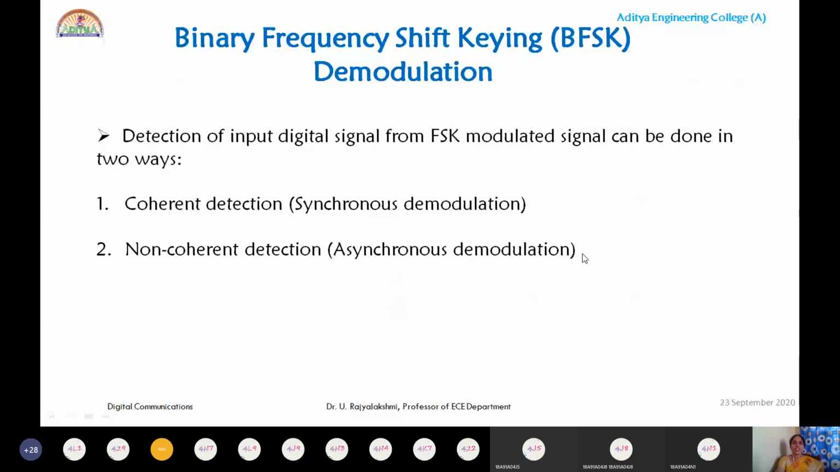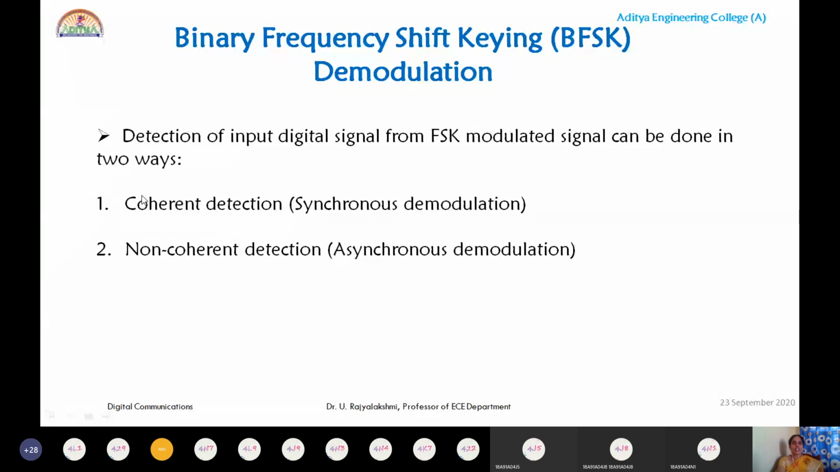Now let us move to the FSK demodulation techniques. You can see two types of demodulation techniques are available, similar to ASK. Here the two techniques are coherent and non-coherent detection. In ASK also we defined coherent detection. Coherent detection, also called synchronous demodulation, uses synchronous carriers. That's why the probability of error for coherent detection is less.